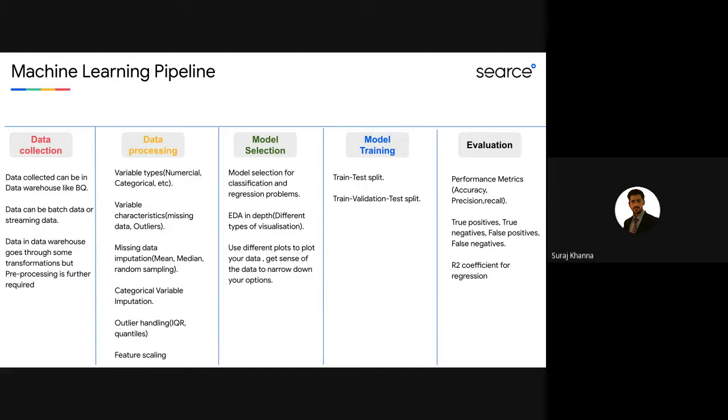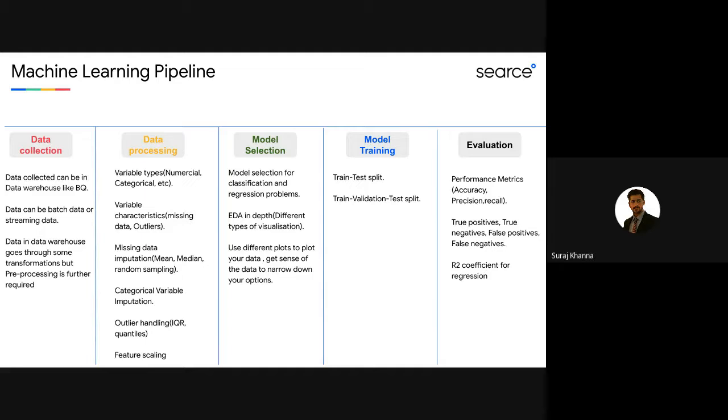And the most important step in model selection is EDA, which is exploratory data analysis. You have to perform a lot of visualization on your data. And in Searce, we have an altogether different team who performs the visualization process on the data set to give you more insights and show what points you could be missing in your data.